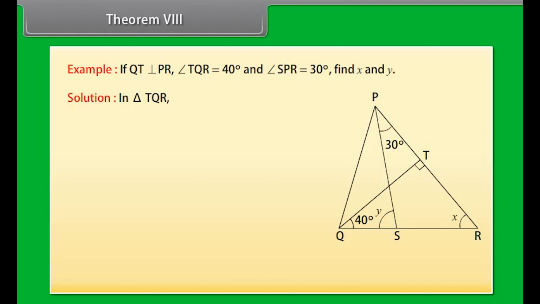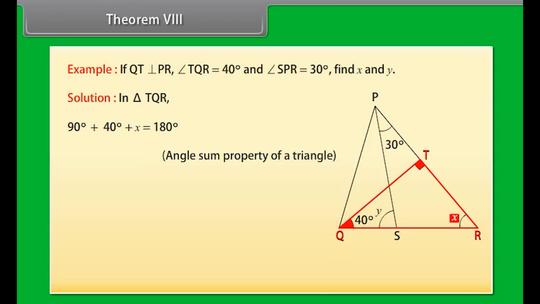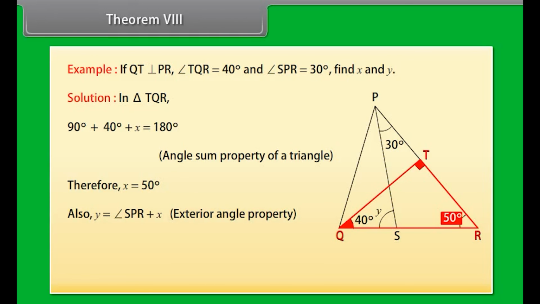Solution. In triangle TQR, 90 degree plus 40 degree plus X is equal to 180 degree because of the angle sum property of a triangle. Therefore, X is equal to 50 degree. Also, Y is equal to angle SPR plus X because we know that if a side of a triangle is produced, then the exterior angle so formed is equal to the sum of the two interior opposite angles. Therefore, Y is equal to 30 degree plus 50 degree, which is 80 degree.